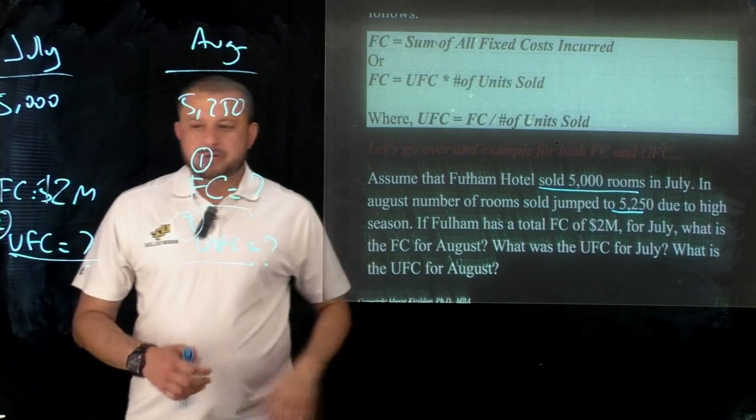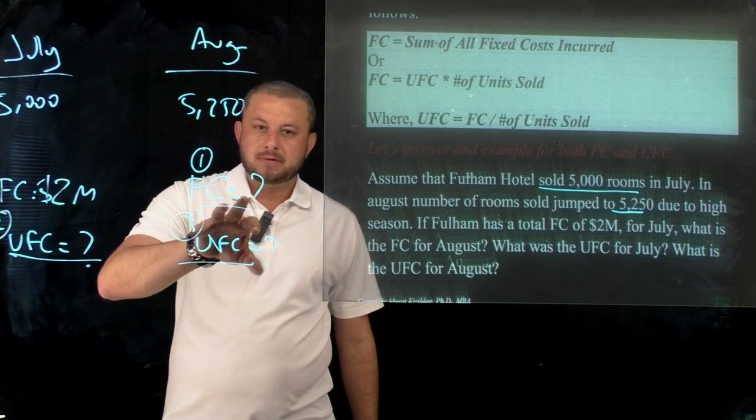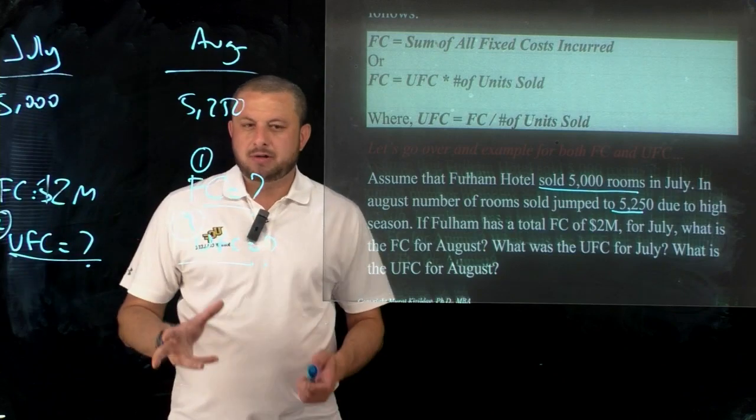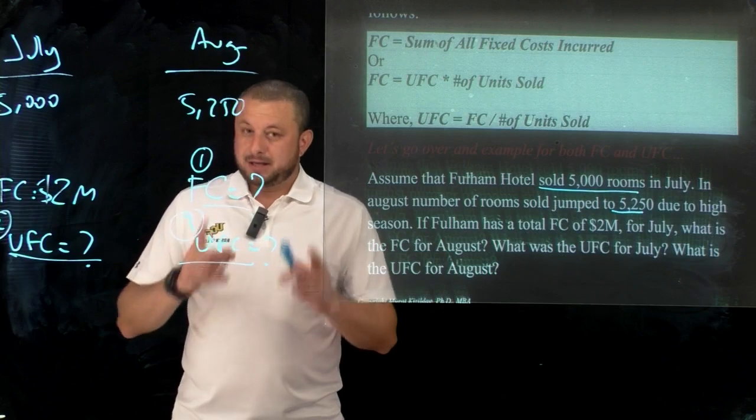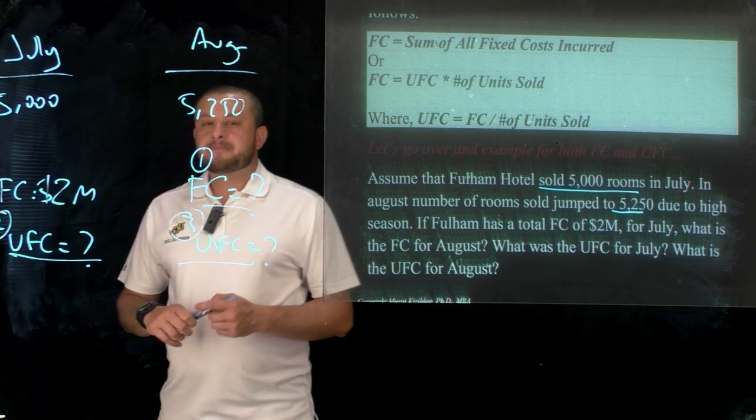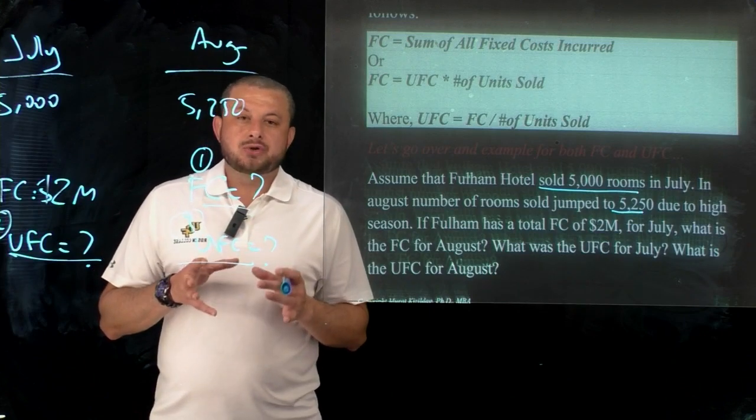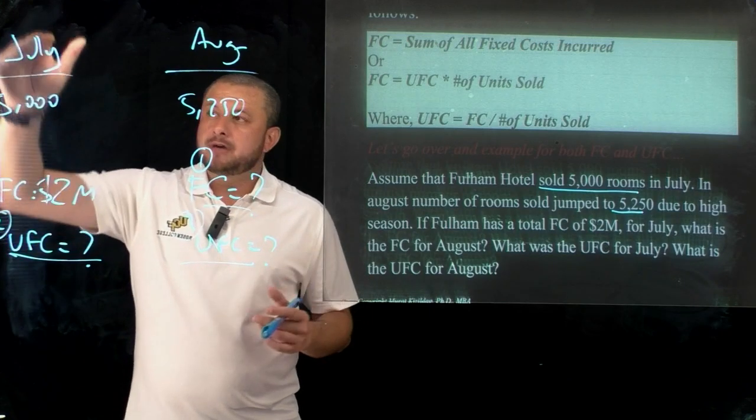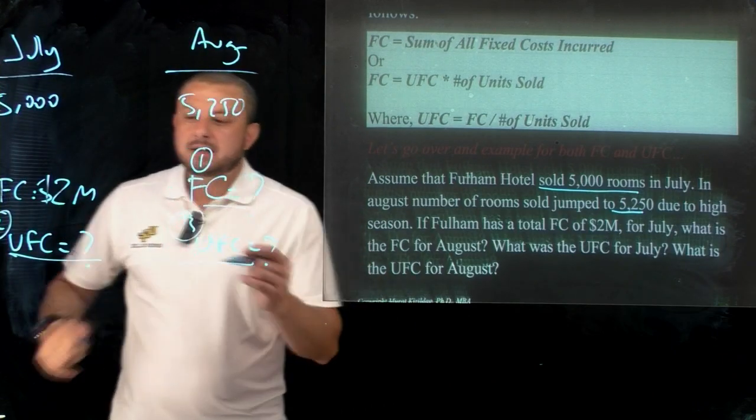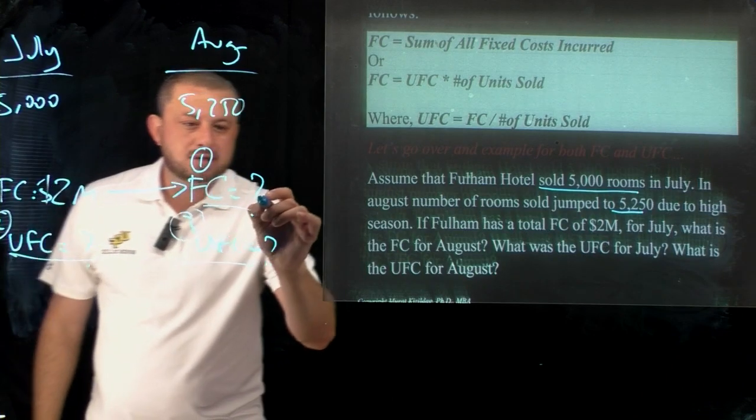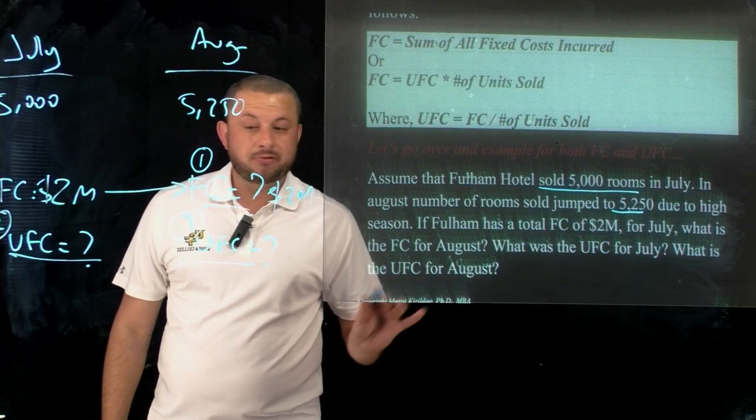For example, first question: what is the fixed cost for August? Based on the given information, what do you think? Do I need to calculate anything? No, I can hear you saying no. Great. No, because fixed costs do not change in the short term. From July to August, 1 month, I don't think fixed costs will change. Therefore, fixed cost for August will exactly be equal to $2 million as well. So I just solved the first question.